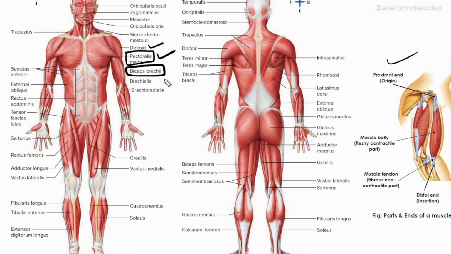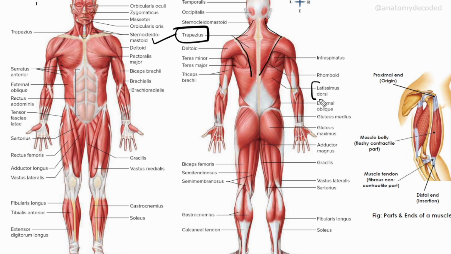Biceps brachii. Then if we see the neck region, there is one important muscle called as sternocleidomastoid. The sternocleidomastoid muscle is responsible for neck movements. Then when we see the back, there is a big muscle here called as the trapezius, a kite-shaped muscle seen in this region. Trapezius.